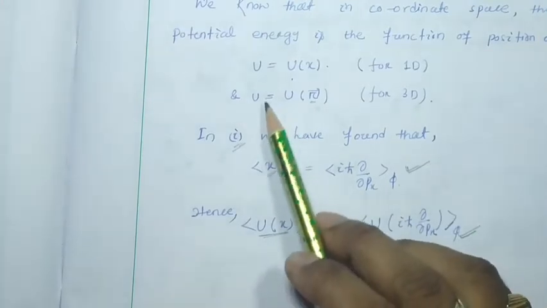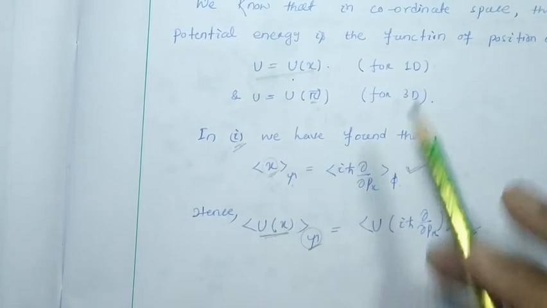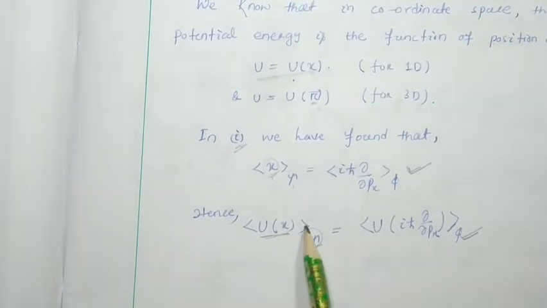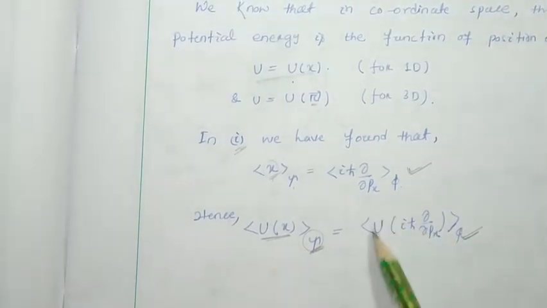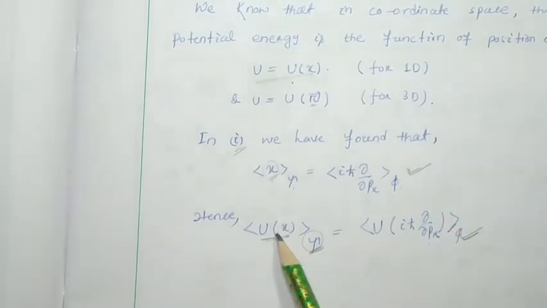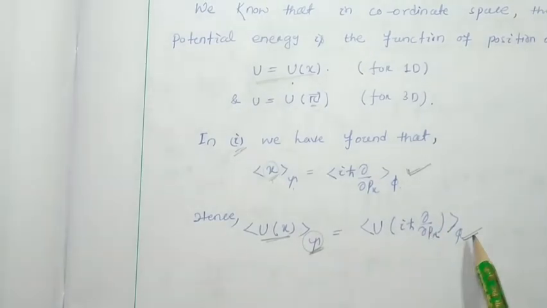So here the potential energy is a function of x directly. We can write the expectation value of the potential energy in coordinate space as the expectation value of the potential energy in momentum space, where instead of x I can write i h cross del by del px.